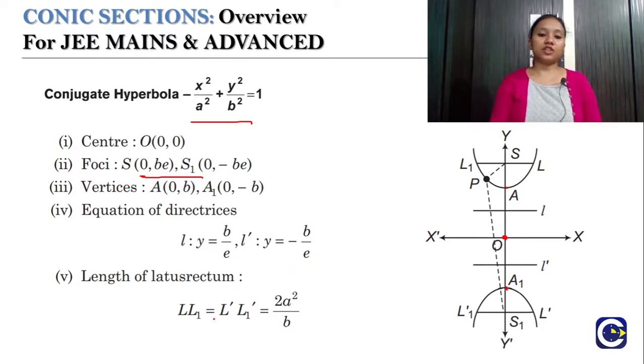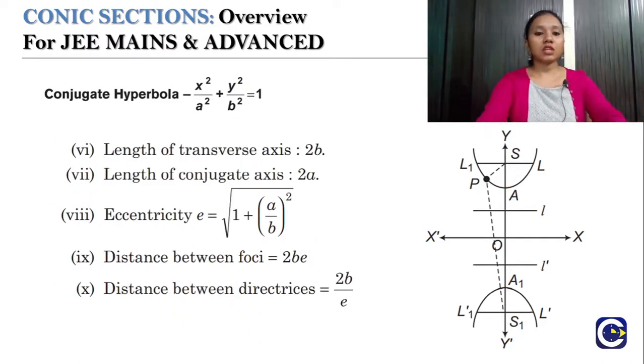So even the length of the latus rectum here, initially 2a square by b, will be 2b square by a. Now this will be my transverse axis and this will be my conjugate axis. So the length of the transverse axis here is 2b and the length of the conjugate axis is 2a. If we compare to our previous hyperbola, the length of the transverse axis there was 2a and the conjugate axis was 2b. So it's reversed here.